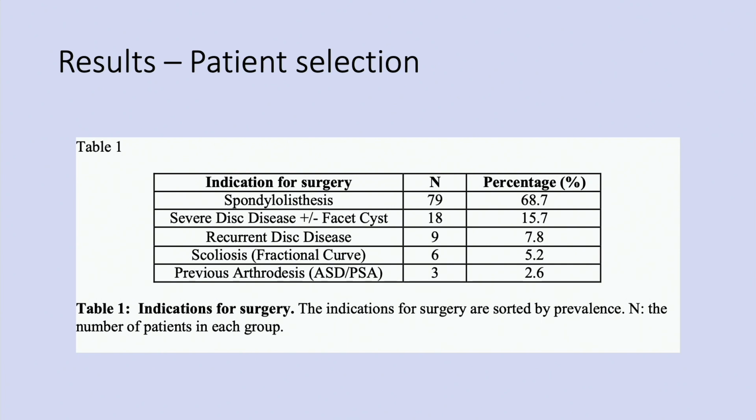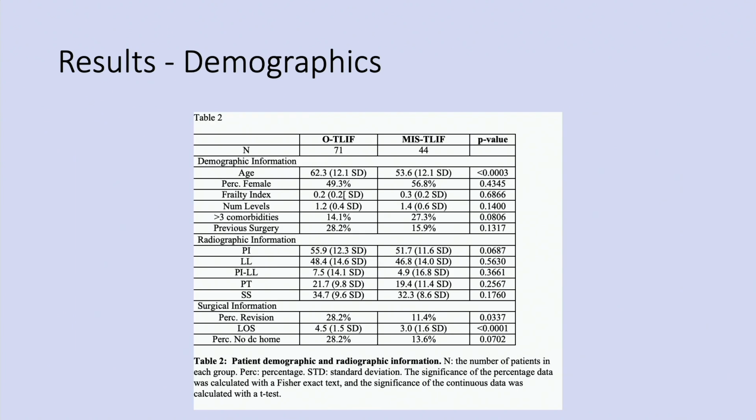Standard indications for TLIF in both of these groups. And overall, fairly well matched. There was a statistically significantly younger group of patients in the MIS group compared to the open group. And actually a little bit more comorbidities in the MIS group, kind of counterintuitively, or a trend towards that, and a trend towards less previous surgery in the MIS group, but those were both non-significant. In outcomes, we did find that there were significant differences with respect to percentage revision surgery, hospital length of stay, and percentage discharge to locations other than home, all favoring the MIS group.